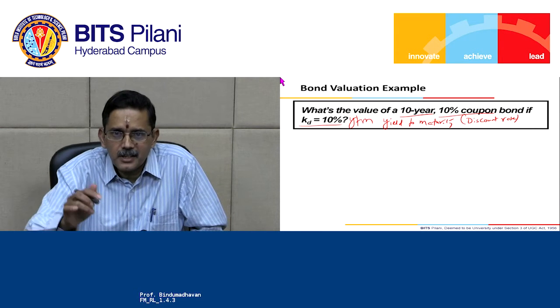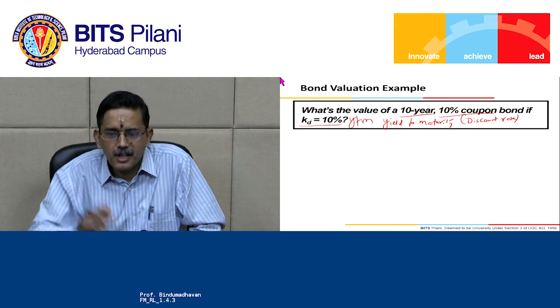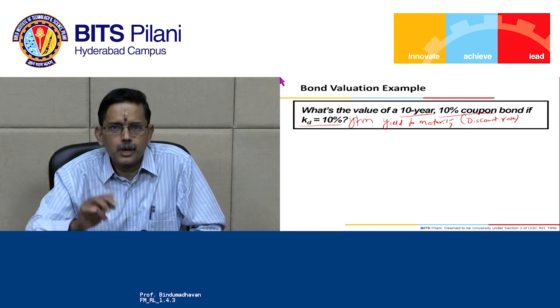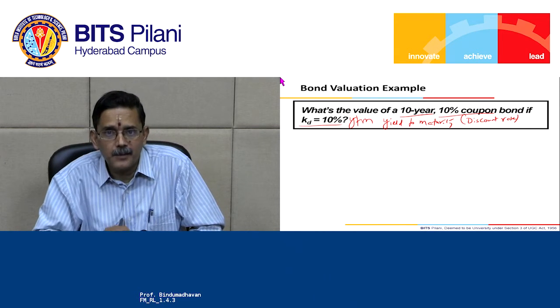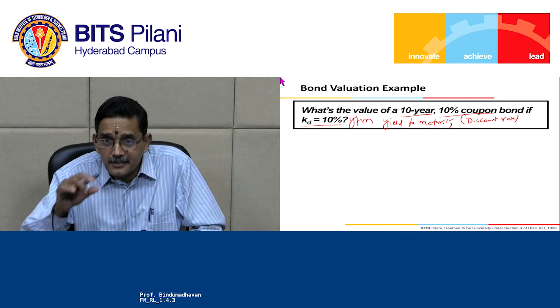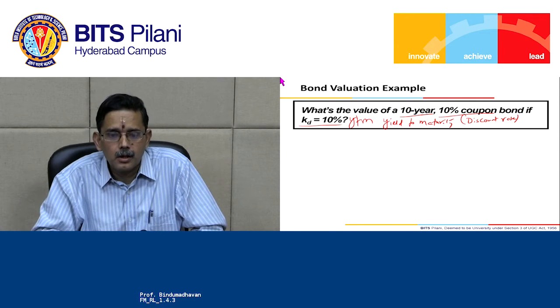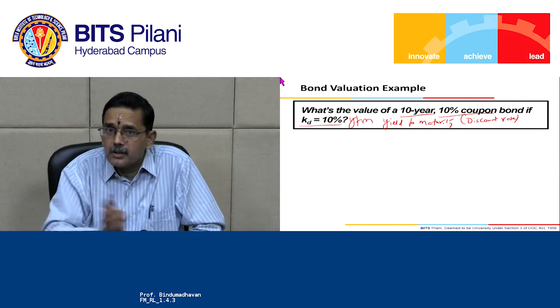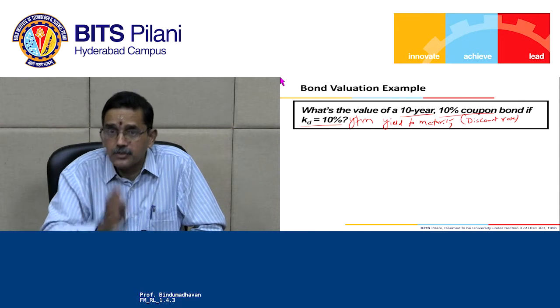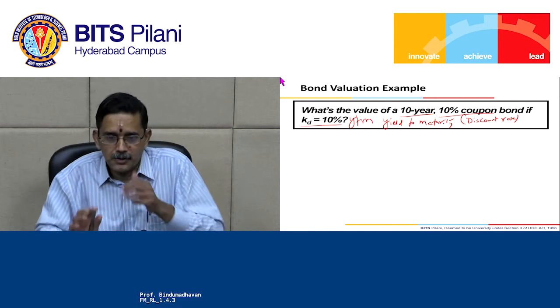The coupon rate and the discount rate are different. Here we have given the same numerical value, 10%, 10%, but don't confuse them. The coupon rate is the interest that we are going to get on the bond. The discount rate is the rate at which we are going to discount those cash flows. So they are two different things.